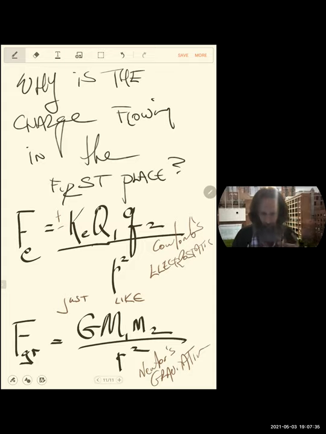I mean, they're both inverse square laws. Now, I know I only have 3 minutes. We're not going to do too many details of this right now, but I want to point out that the way masses pull on each other is the same mathematically as the way charges pull on each other. And this is not a coincidence, and this is important.